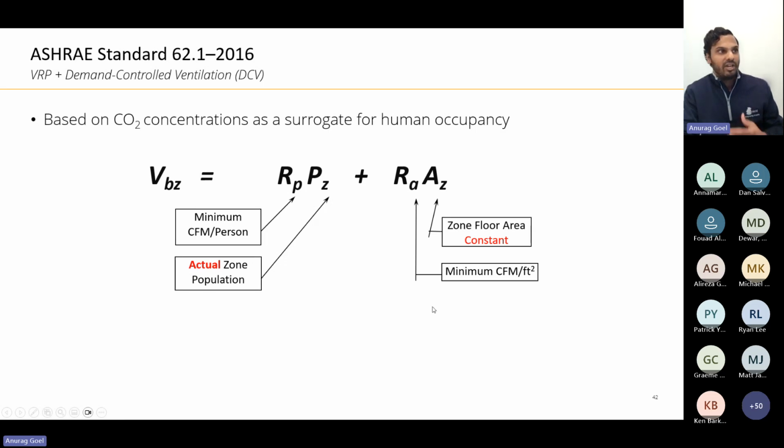a lot of times we pair VRP with DCV as a control strategy for modulating outdoor air during building operation. When we use DCV, we can modulate only the people component of the total outdoor air requirement. So the floor area component is a constant, and we can toggle the people component in real time. A lot of times we use CO2 sensors as a proxy for occupancy to help implement a DCV control strategy.